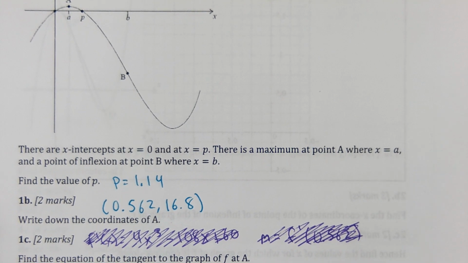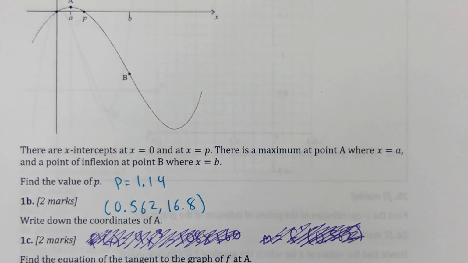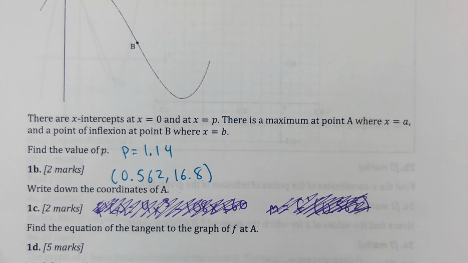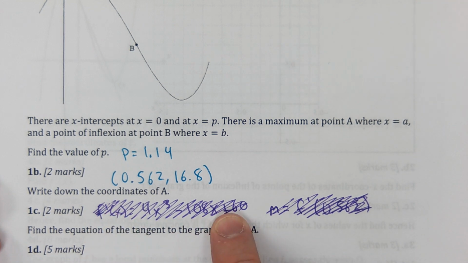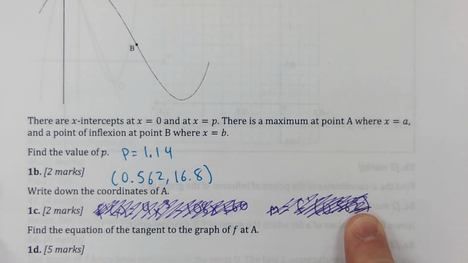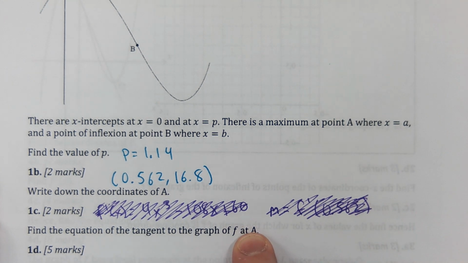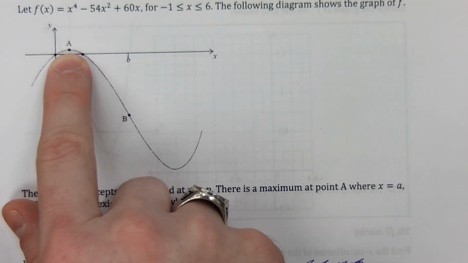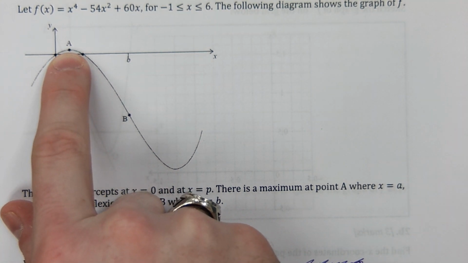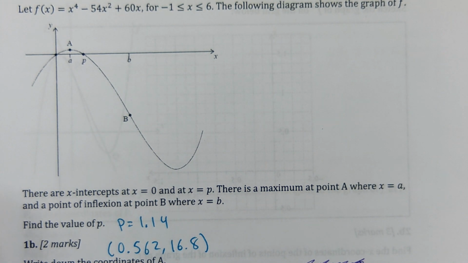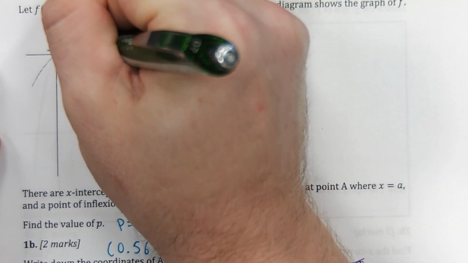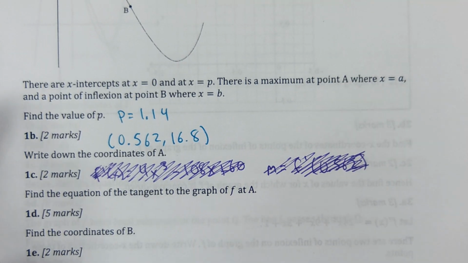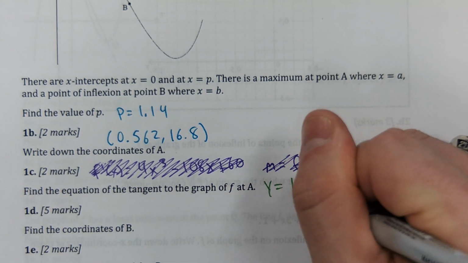Now, the real reason why I deleted this video and started over was 1C. It says to find the equation of the tangent to the graph of f at A. And you see, what I did was I immediately went to derivative, then I went to plug it in, and then I thought, wait a second. We just said that that point's a maximum. And the slope of all maximums is 0. So this thing's tangent line is y equals whatever y equals at that value, and we already know it. It's 16.8. So the answer for this is y equals 16.8.